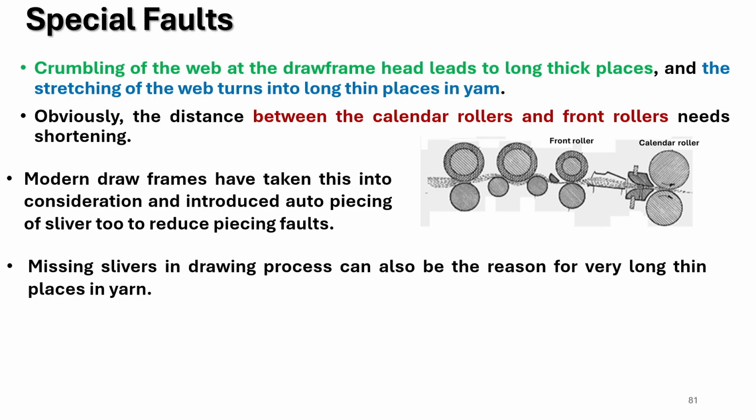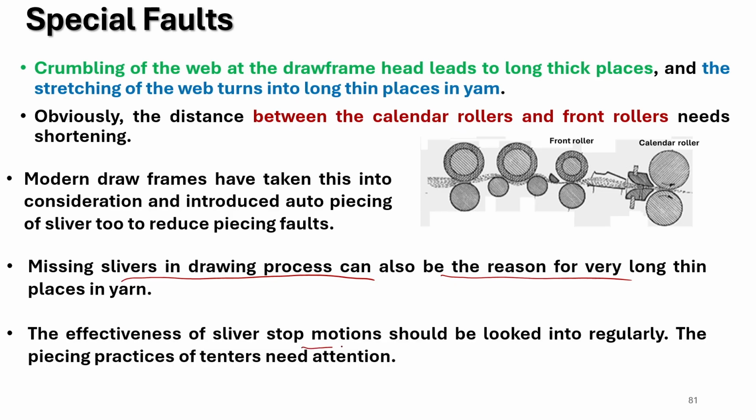Missing slivers in the draw frame during this process can also lead to very long thin places. So, at the creel we have to have a better stop motion, so that long thin places are eliminated. The effectiveness of the sliver stop motion should be looked into regularly, because if there is any breakage in sliver or missing sliver, it should stop immediately. The piecing practice of tenters needs to be attended to, otherwise, if the piecing, that means joining of slivers, is poor, they will join with higher thickness. So, that will create long thick places.